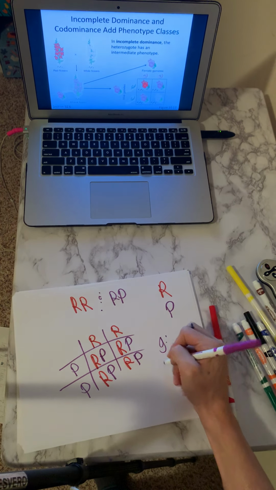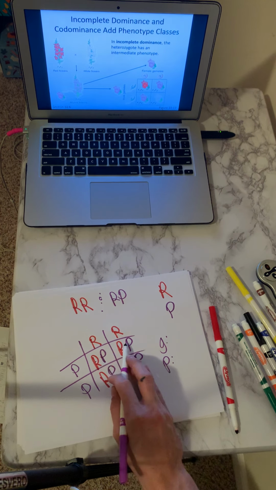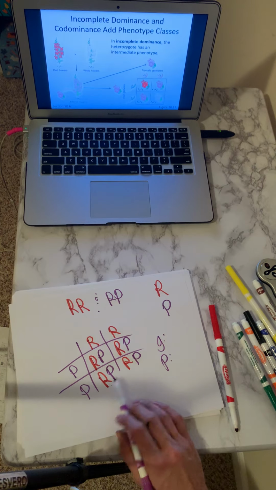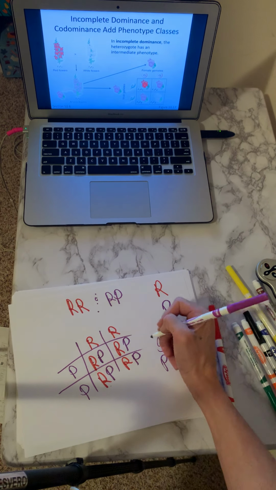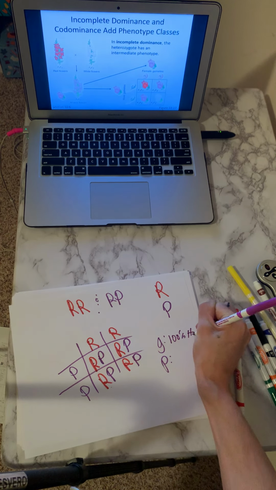Okay, genotypic ratio and phenotypic ratio. Well, let's go ahead and talk about this. Wait a minute. They're both dominant, but they're different. So this organism is heterozygous. That one's the same: heterozygous, heterozygous, and heterozygous. So our genotypic ratio is 100% HZ, heterozygous.